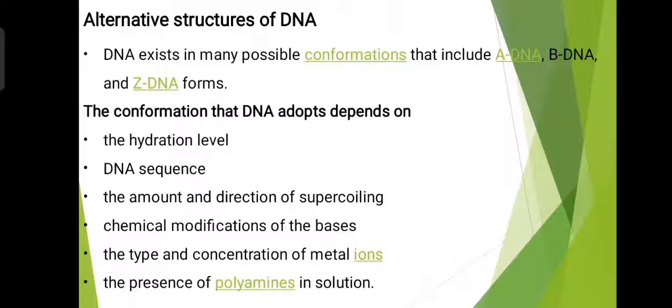Alternative structures of DNA. DNA exists in many possible conformations that include A-DNA, B-DNA, and Z forms. The conformation that DNA adopts depends on the hydration level, the DNA sequence, the amount and direction of supercoiling, chemical modifications of the bases, the type and concentration of metal ions, and the presence of polyamines in solution.